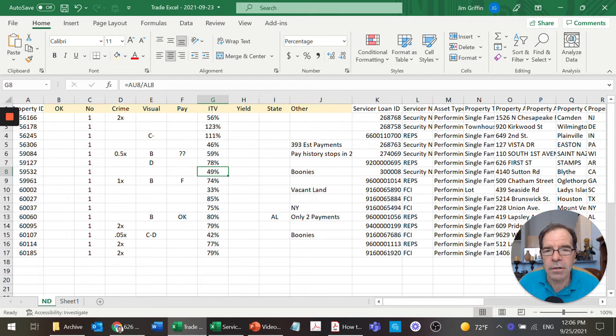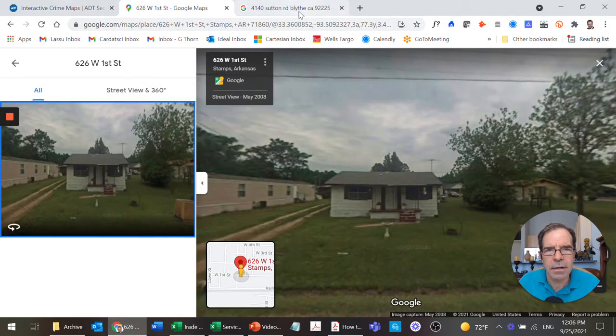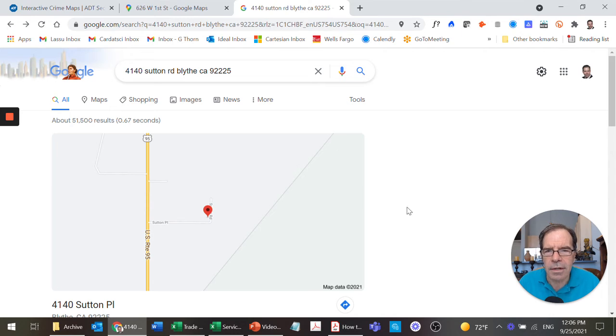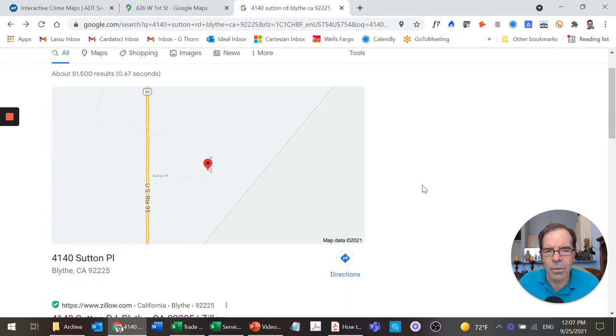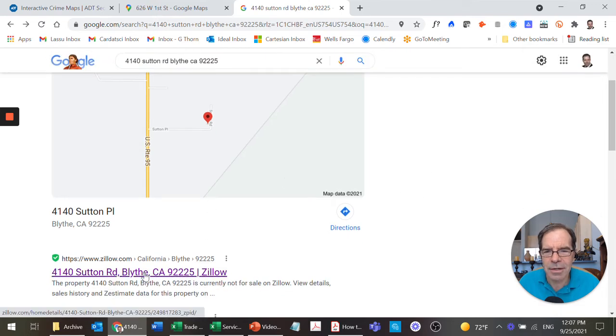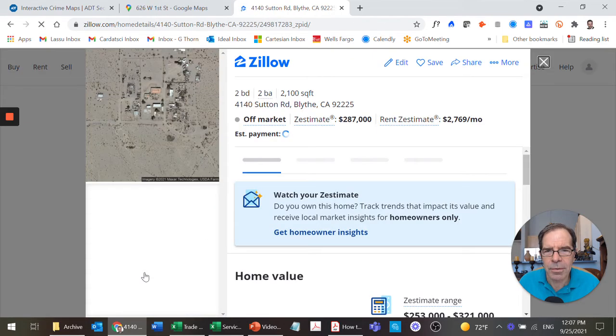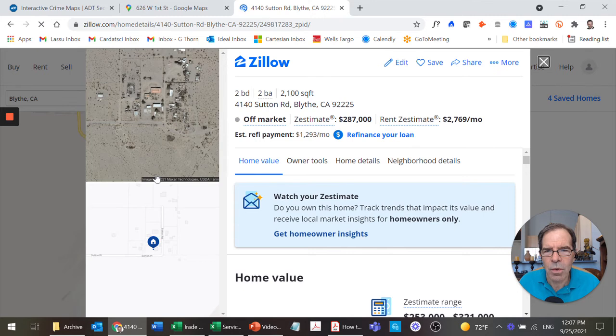So it's got a nice low investment value, but I went and looked it up. Here it is. It's 4140 Sutton Road in Blythe, California. And I looked at that thing online, and here's what that looks like when I put in this address. It's like, oh, where is this thing? So you go to Zillow and pull that up.